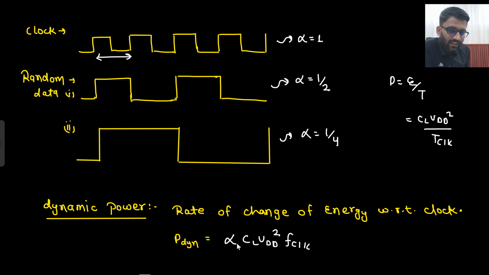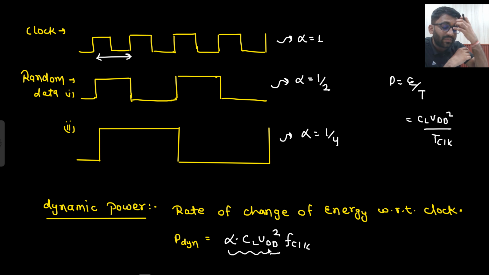If I need to generalize it, I need to multiply with the activity factor, because this much energy is dissipated in one clock cycle. If I put alpha equals half, that means in one clock cycle, only half CL VDD square I am dissipating, because I am only going from 0 to 1. So only half CL VDD square is dissipated. That's why I need to multiply with this factor.